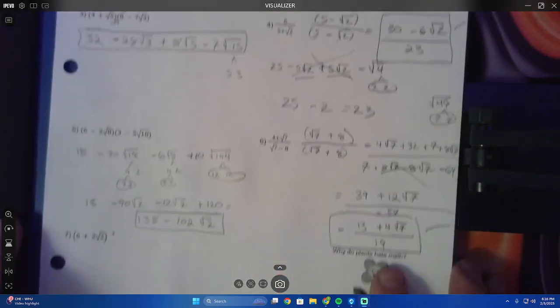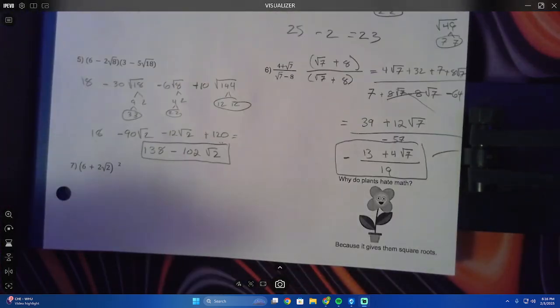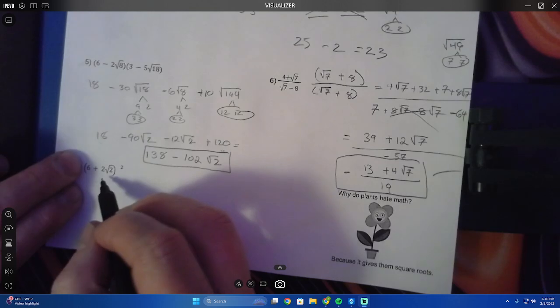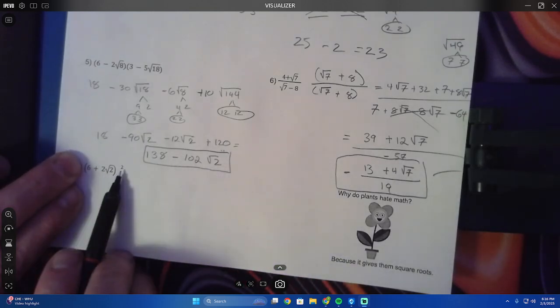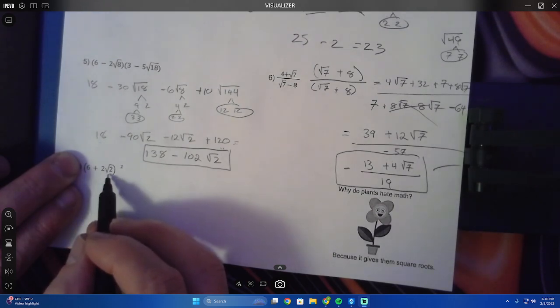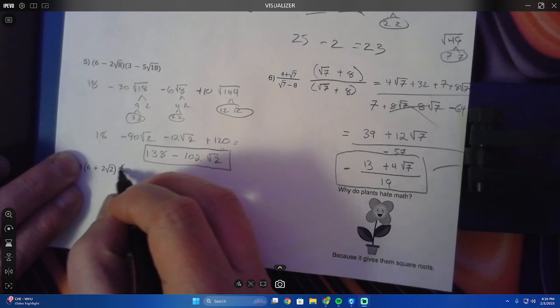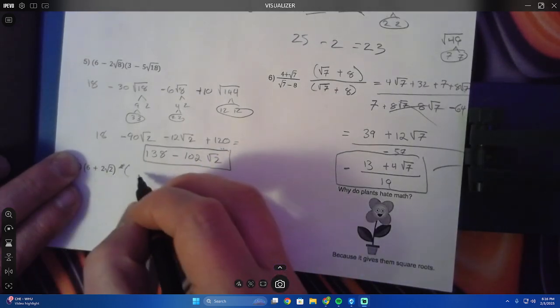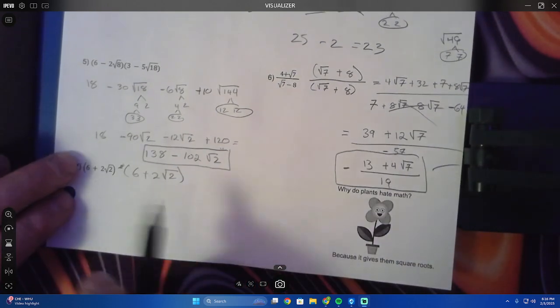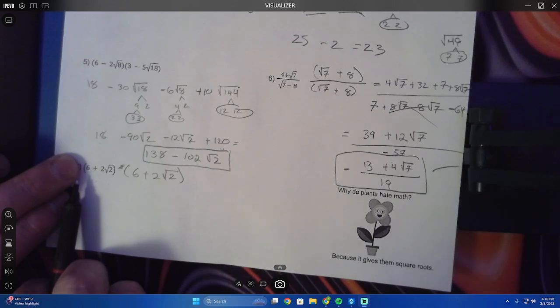All right, I got one more problem for us to go over, and that is our square root problem. So remember, whenever I have something squared, it's the base times itself that many times. So this is not 6 plus 2 root 2. It's actually 6 plus 2 root 2 times 6 plus 2 root 2. So let's go ahead and do this FOIL really quick. One last example, then you can get started on your homework.